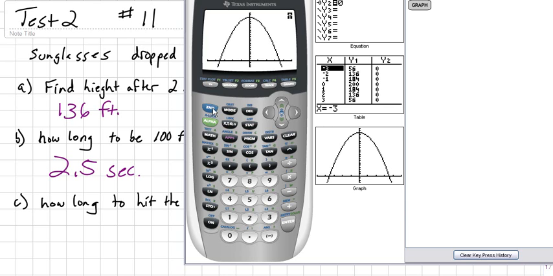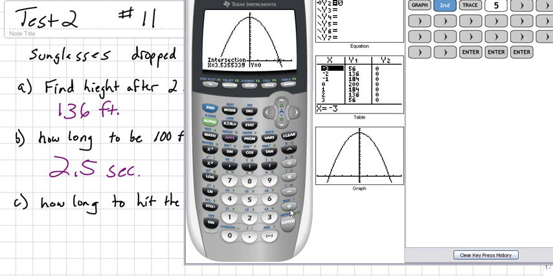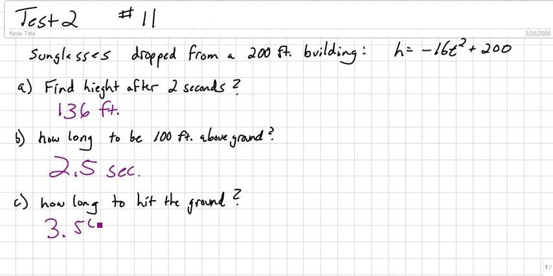So I do second trace, option number 5, and I need to get closer to that intersection, so I get a little bit over there more. And enter, enter, enter, and it's approximately 3.5355339 seconds. We'll round this off to just 3.54 seconds. So 3.54 seconds roughly is how long it takes for the sunglasses to hit the ground. So that's how I do number 11 on the test.